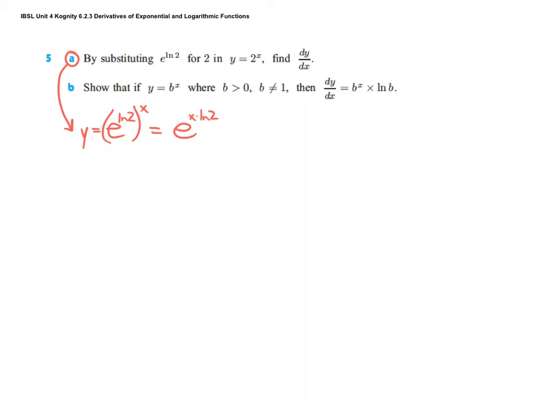So we have 2 to the x, which, since I rewrote the 2, I can now multiply the exponents together and get e to the x times ln of 2. So now when I take the derivative, dy/dx, the derivative of e to a power is e to the power. So e to the x times ln of 2 times the derivative of the exponent. What's the derivative of this exponent?